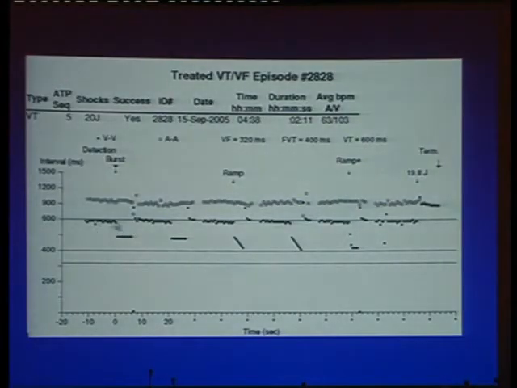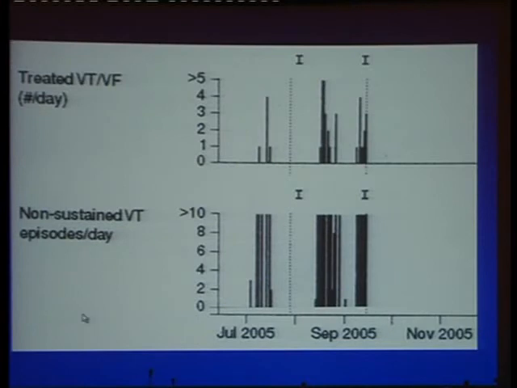Logs of his defibrillator show here an example, sort of see barely above 600 milliseconds, the VT cycle. Here's the atria, burst pacing, ramp, nothing really works fine, it gets a shock. And this happened just over and over again. Here's his logs in 2005, the number of therapies, and then after ablation, nothing.